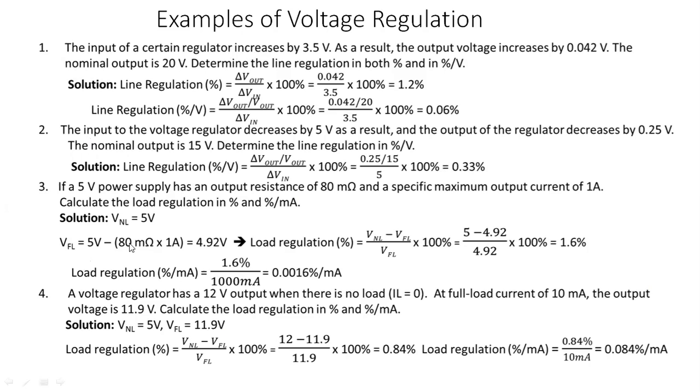So here, if we are supposed to solve for load regulation, we can solve the third question. What is the question? If a 5-volt power supply has an output resistance of 80 milliohm and a specified maximum output current of 1 ampere, calculate the load regulation in percent and in percentage per milliampere. How can we calculate?